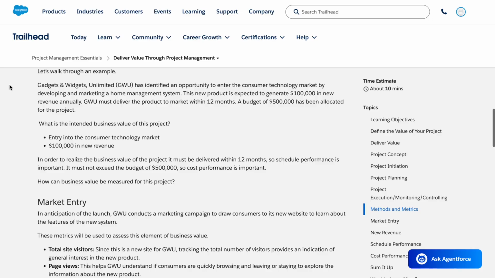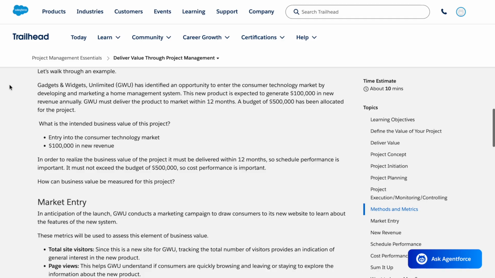What is the intended business value of this project? Entry into the consumer technology market, $100,000 in new revenue. In order to realize the business value of the project, it must be delivered within 12 months, so schedule performance is important. It must not exceed the budget of $500,000, so cost performance is important.